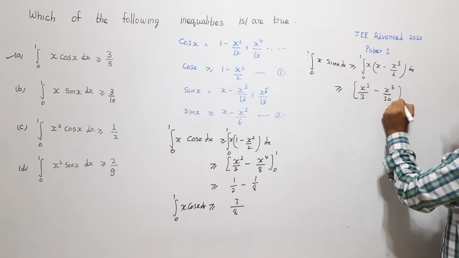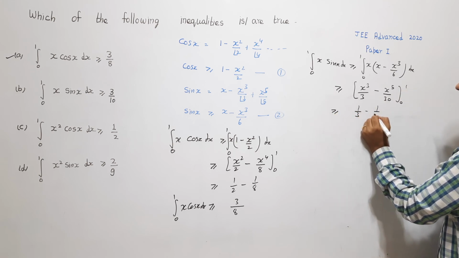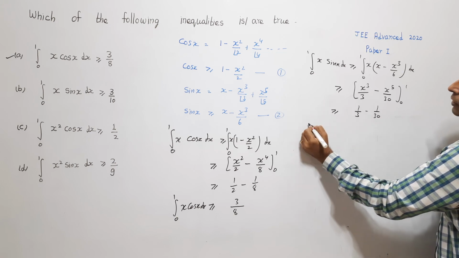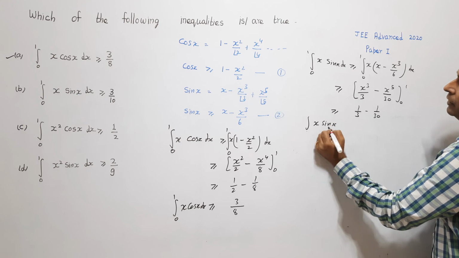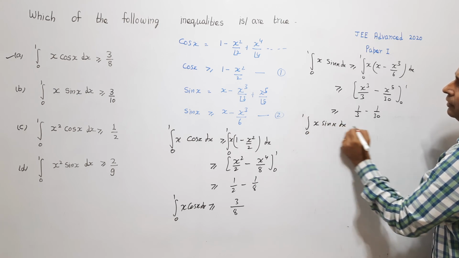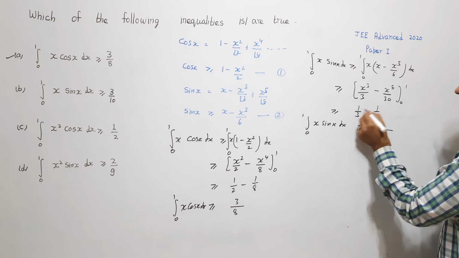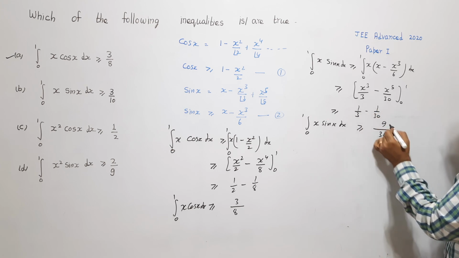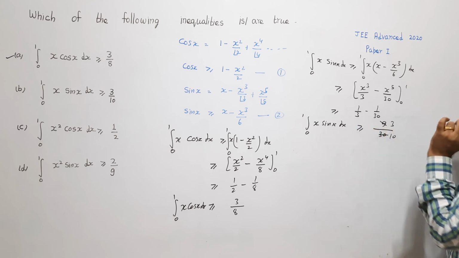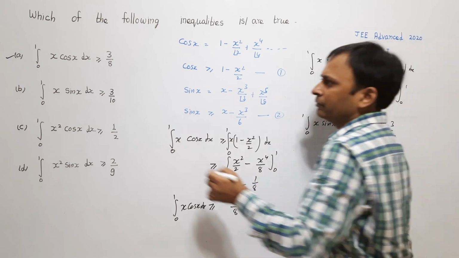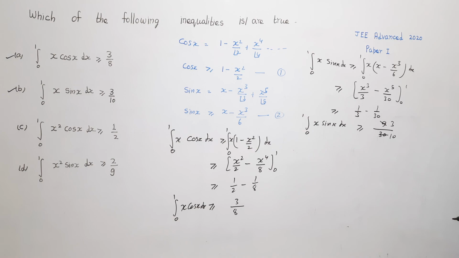So if I integrate this from 0 to 1, what I get is 1 by 3 minus 1 by 30 minus 0. So the integral of x sin x with the limit from 0 to 1 is always greater than or equal to, if I take 30 here, 10 minus 1, which is equal to 9 by 30, and if I cancel, this becomes 3 by 10. So the integral of x into sin x is always greater than or equal to 3 by 10, which is again matching with the second option. So the second option is also correct.